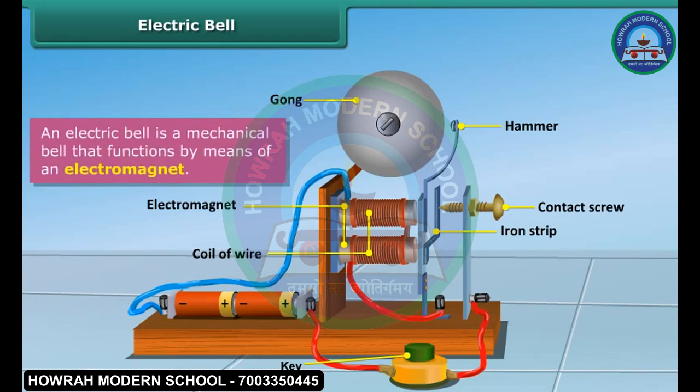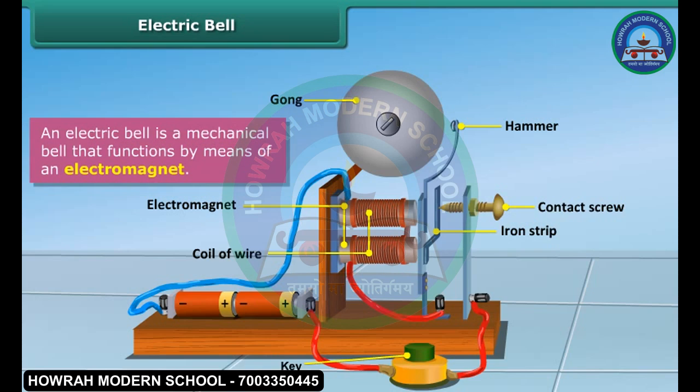It functions by means of an electromagnet. The electric bell consists of a coil of wire wound on an iron piece. The coil acts as an electromagnet. An iron strip with a hammer at one end is kept close to the electromagnet. There is a contact screw near the iron strip.